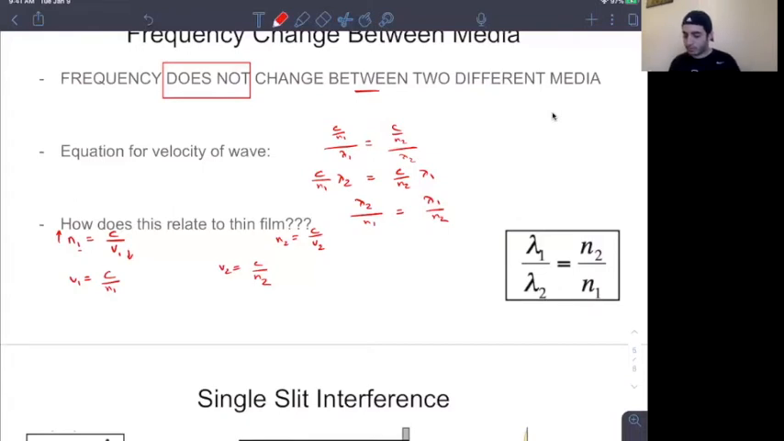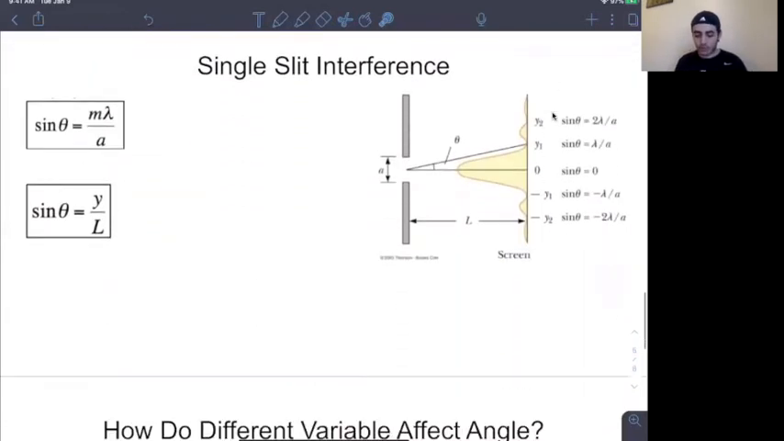Now we can multiply this side by n1, and this side will be multiplied by n1 as well. We can divide this side by L1, and divide this side by L1. That'll give us L2 over L1 is equal to n1 over n2, which is basically what we get here. So keep these in mind when you're working out the changes in wavelength and the changes in the different indices of refraction. So let's go on to single slit interference.